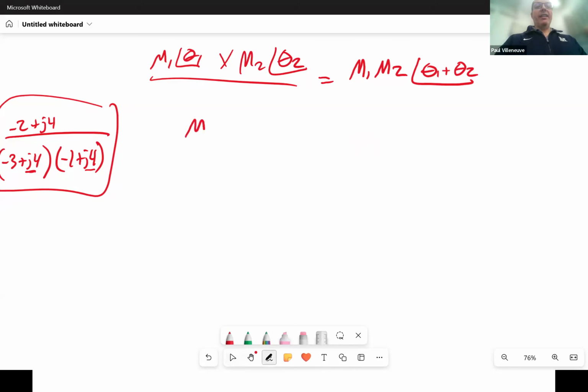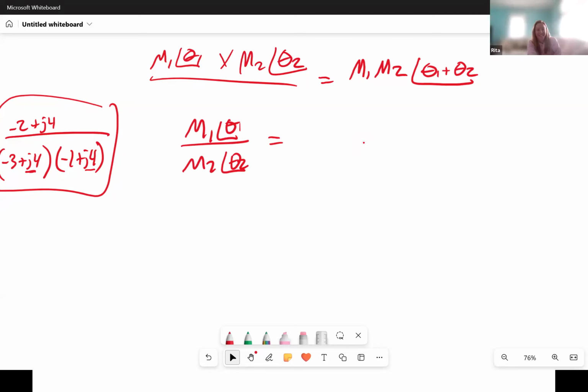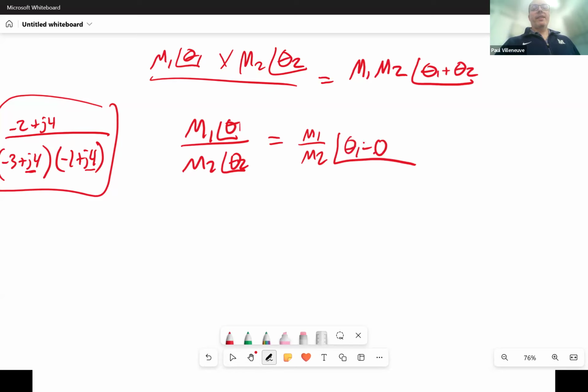How about dividing complex numbers? Rita, you can't answer, because you've been so helpful. Rita gets the star for the day because she's the only one answering questions. Everybody else gets negative stars. Brandon, how do you divide? Put M1 over M2 and then you subtract the two thetas. Take your theta 1 minus theta 2. Yeah, you subtract the angles.